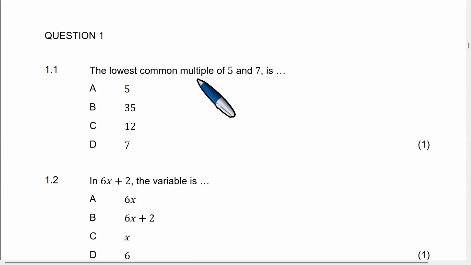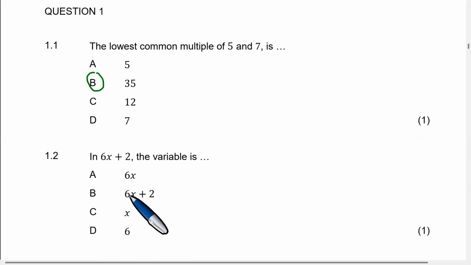The lowest common multiple of 5 and 7 is what? Is it 5? Is it 35? Is it 12? Is it 7? What do you think? Sir, it's 35. Well done. We encircle that one. Next question. In 6x plus 2, the variable is which one? The variable is x.